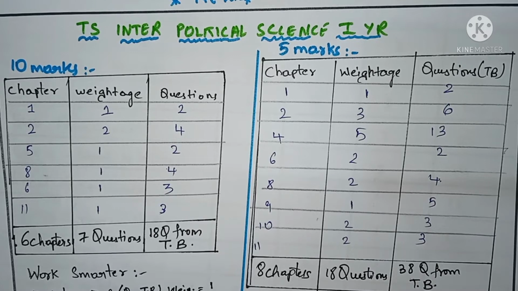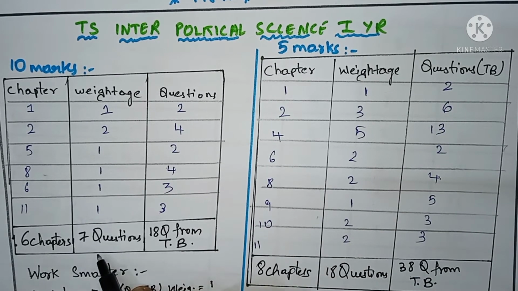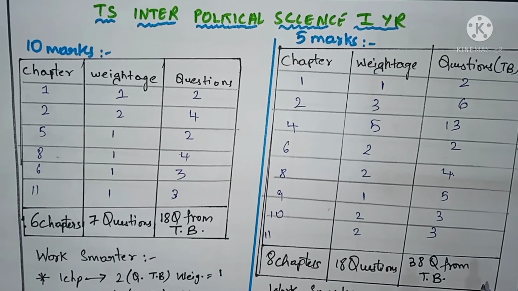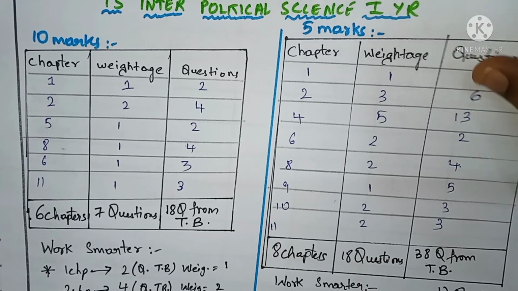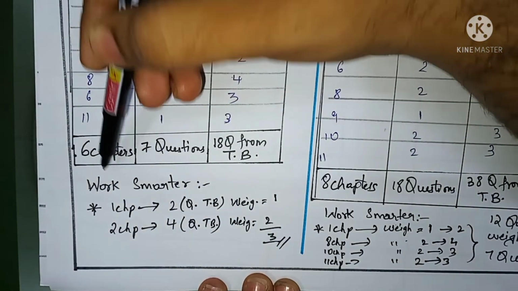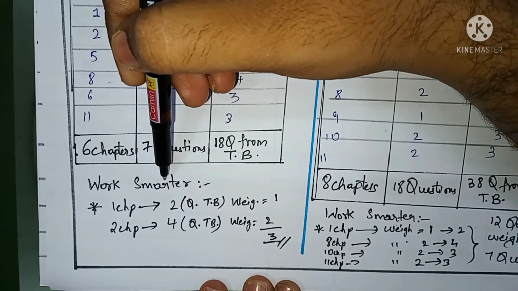So overall, there are six chapters, seven questions in the weightage, and 18 questions from the textbook. Then next, let us see one of the important points, that is, work smarter rather than harder.